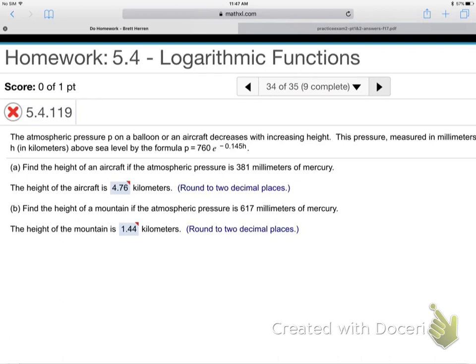Okay, so these word problems, you don't really need to pay attention to all those words. It sounds funny to say, but you don't. All you really need to know is what the two variables are. That's really all that matters.